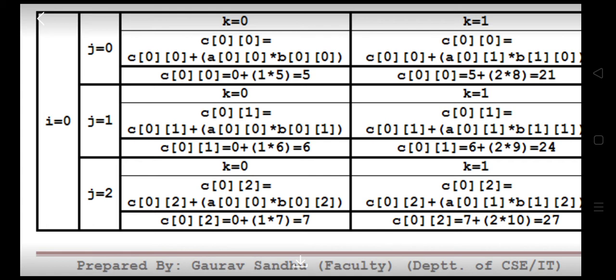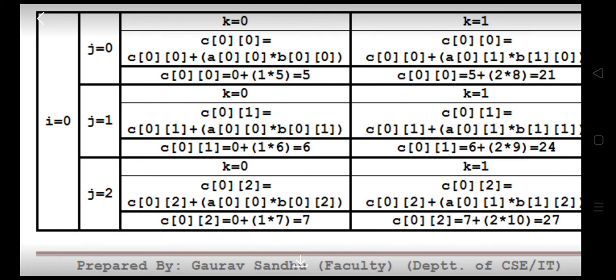Now when i is equal to 0, j is equal to 0 and k is equal to 0, the equation which I have shown you earlier becomes C00 is equal to C00 plus A00 into B00. So C00 is initially 0, which is added to the product of A00, which is 1, and B00, which is 5. So the new value of C00 for k equal to 0 is 5. Now the value of k is incremented.